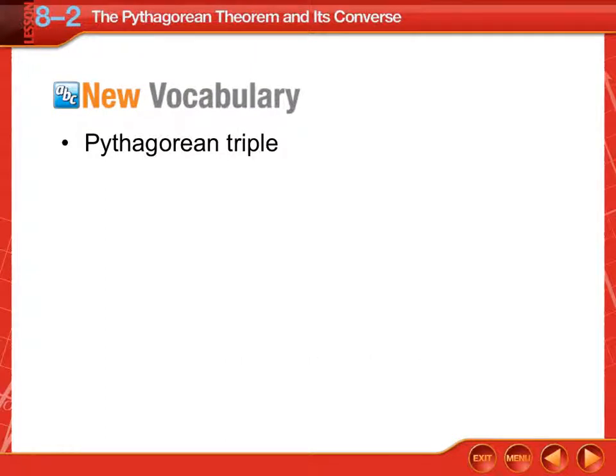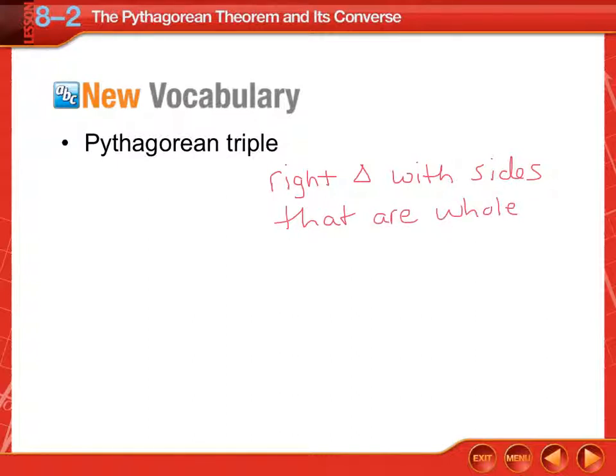Okay, so the Pythagorean triple is really the only new vocabulary term here in this section. What that means is that you have a right triangle, and that right triangle has all sides that are whole numbers, meaning integers greater than 0. So that's actually pretty special because most right triangles are going to have square roots as side lengths.